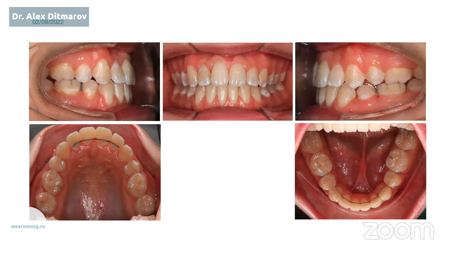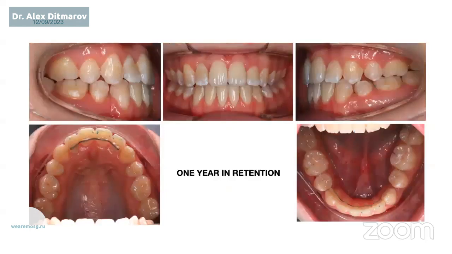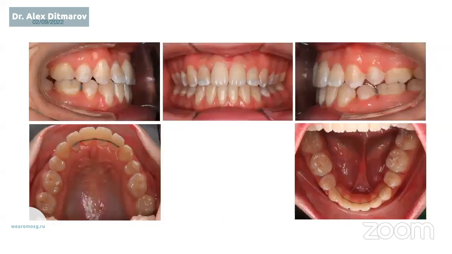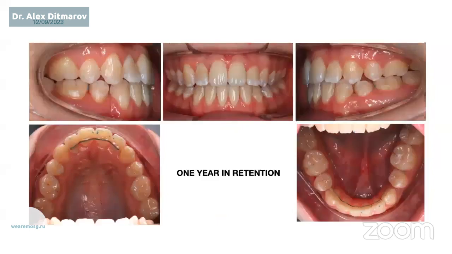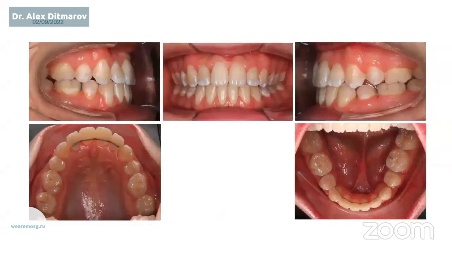What will happen to this occlusion in 5 years? I do not know, but I clearly know what has happened to this occlusion in 1 year. This is his occlusion 1 year in retention. Not many changes, right? Before, after.